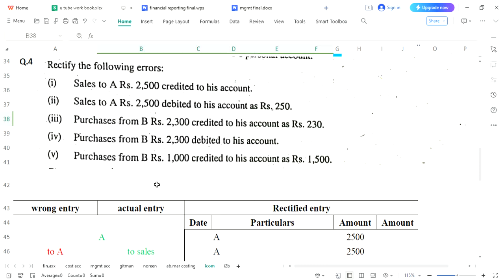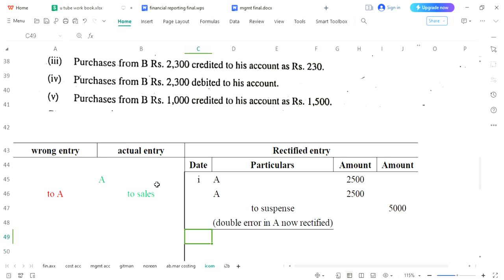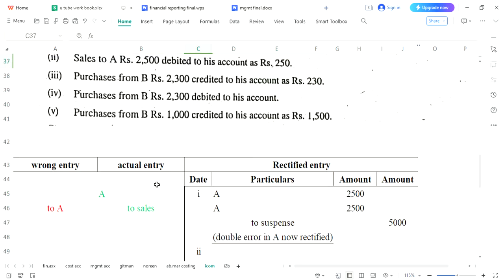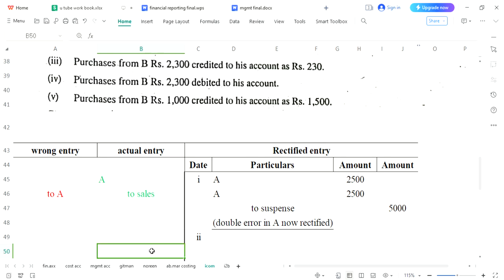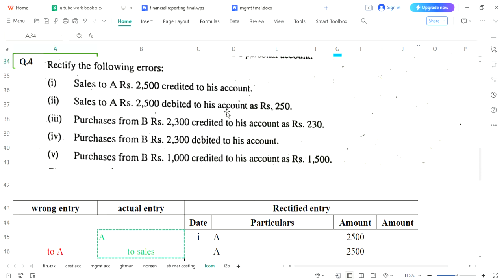Now we will go to second entry. This was first, and now let's see what second entry is saying. Sale to A again. This is your second entry. Sale to A. Again we have A, or we can take this entry as it is. This was your original entry. So we were required to debit A, debited to his account. A was required to be written on debit side and we have debited.